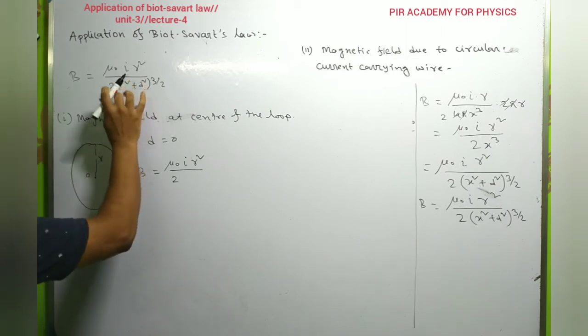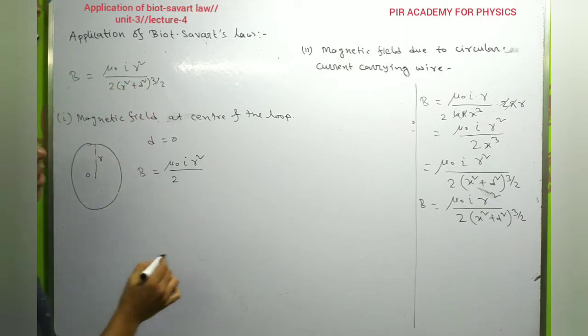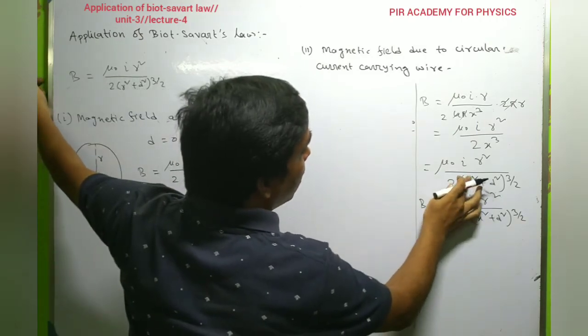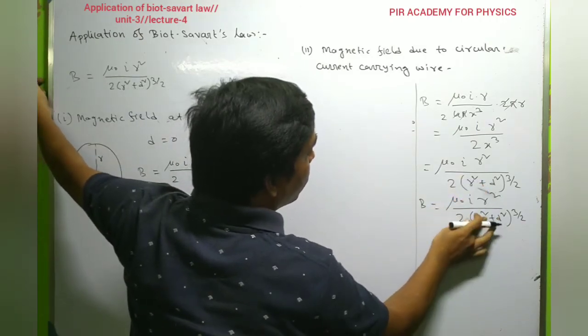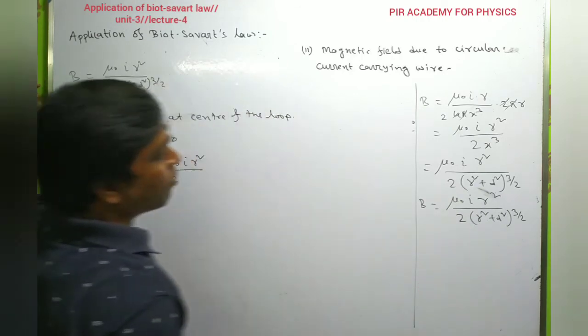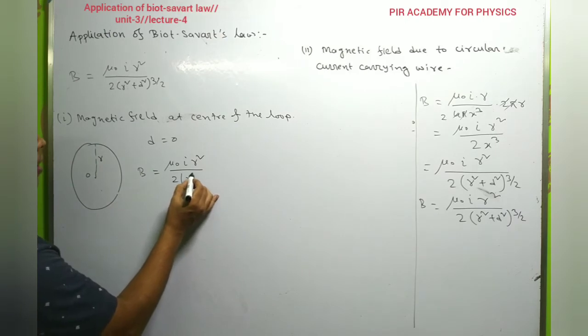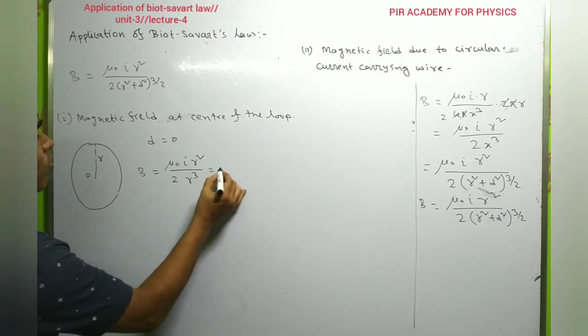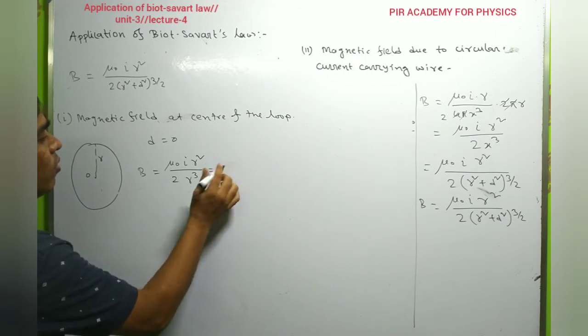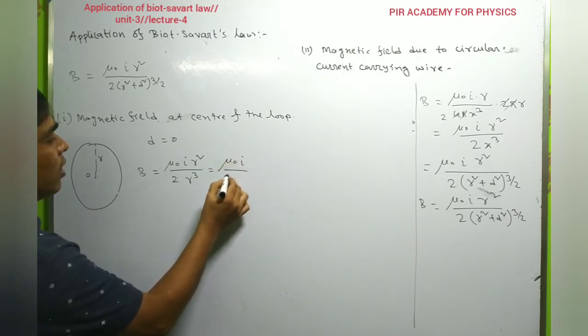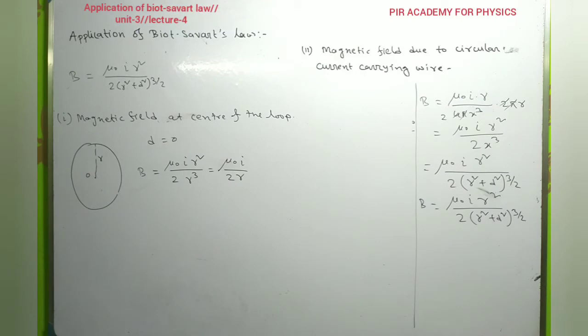This will be R square, not X square. So it will be R cube. So it will be mu 0 I by 2R. Okay, magnetic field at the center of the loop.